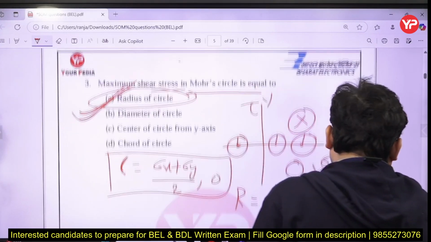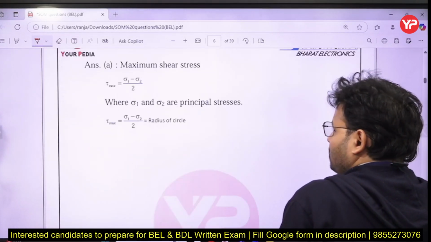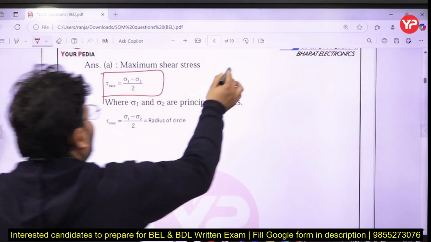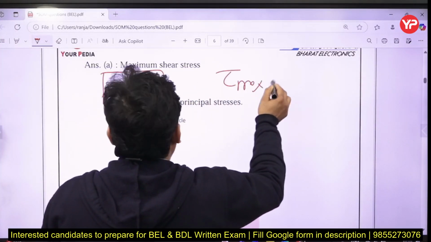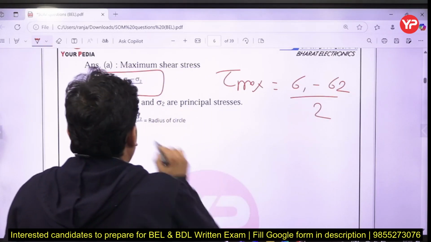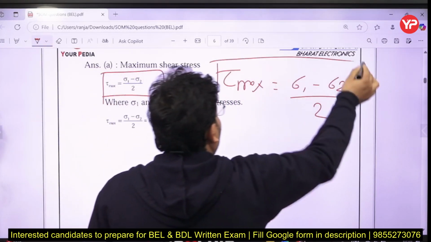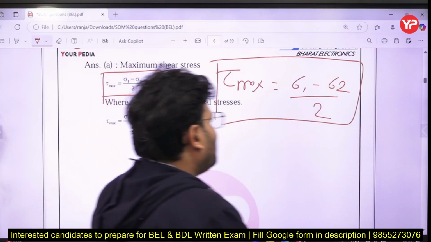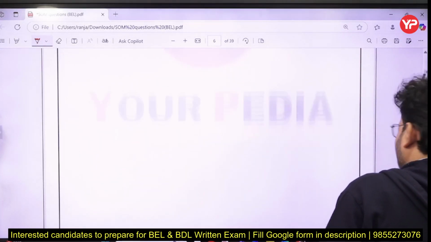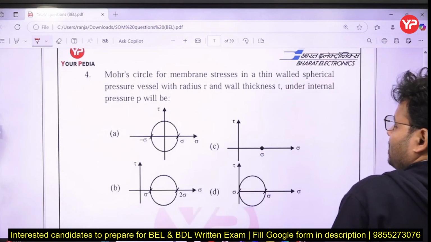Come to the next question. If you have to calculate tau max, try to remember this: maximum shear stress is given by (sigma 1 minus sigma 2) upon 2. This formula is very frequently going to work, so try to remember it. Sigma 1 and sigma 2 are the maximum and minimum normal stresses.